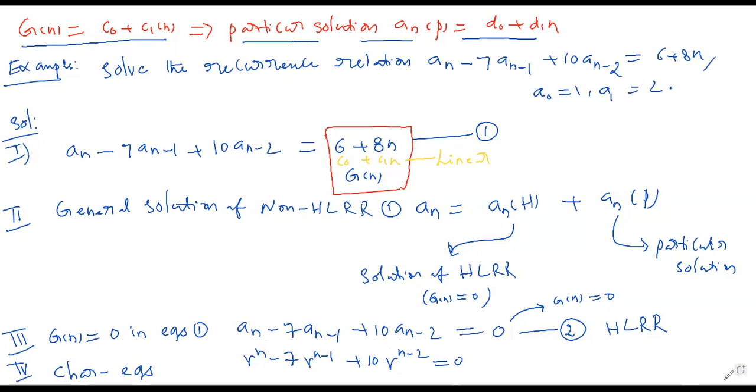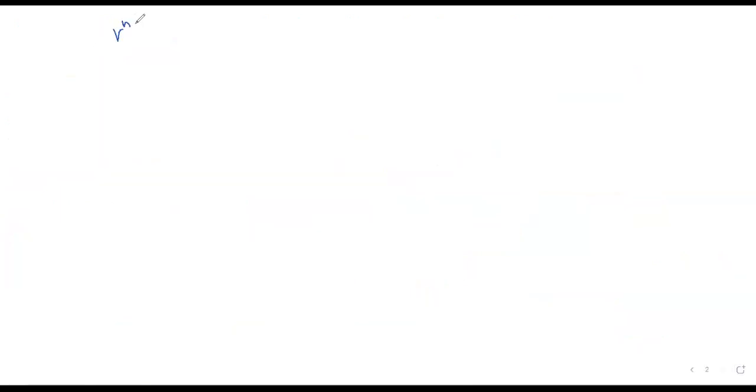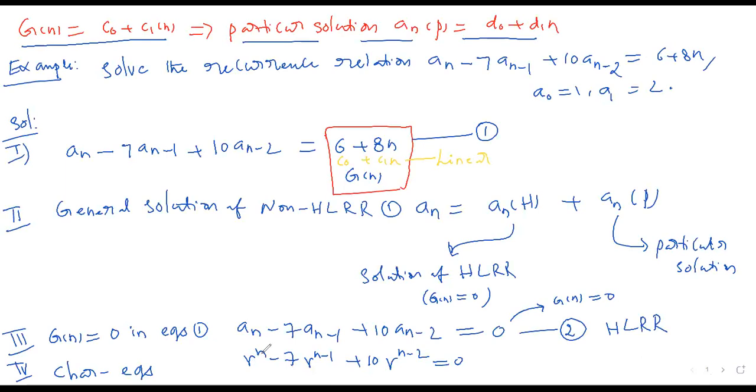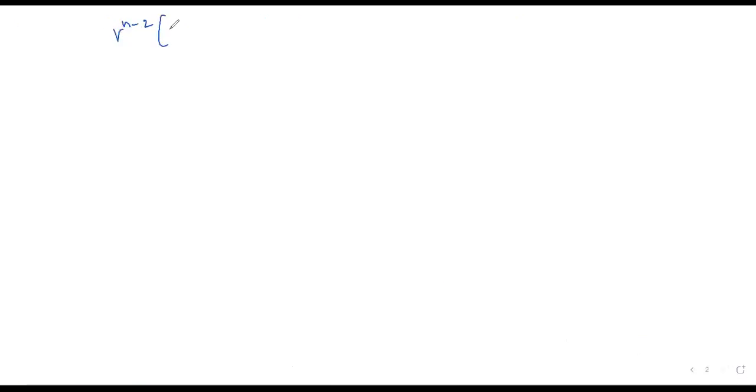If you take r^(n-2) common, then the remaining part is r squared minus 7r plus 10 equals 0. Very good. Finally, you can write r squared minus 7r plus 10 equals 0. Now we can write it in factorized form.